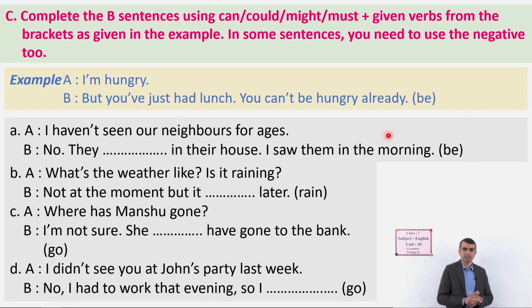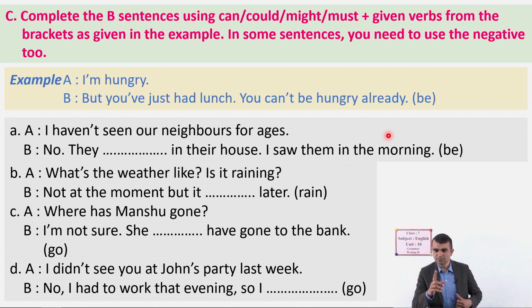Can you see? Example, A says, I'm hungry. And B says, but you have just had lunch. You can't be hungry already. Is it so? If that person has already had lunch, can he be hungry? No. So he can't be hungry. So B is saying, but you have just had lunch.